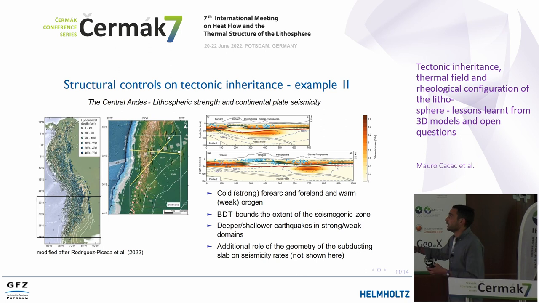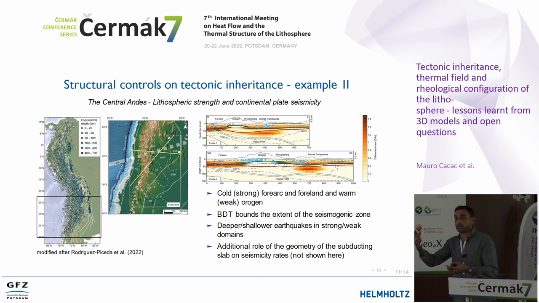The green curve indicates the BDT, sorry, and the red curves indicate in both of them the Moho boundary. Color coded on top is the seismicity that we observe, and there's again a correlation between the rheology and seismicity. We found that the BDT is really bounding the extent of the seismogenic zone, and then you have shallowing of events where you start having weakening. This occurs when you get the crustal root of the orogen.